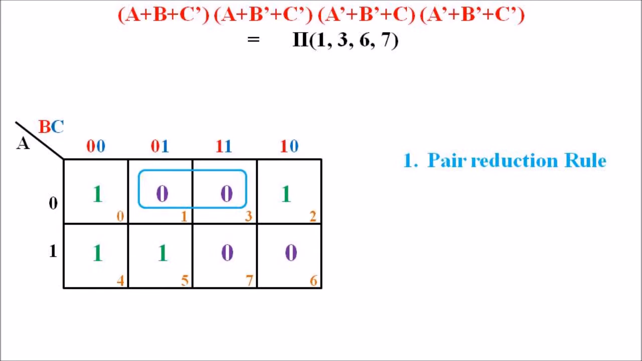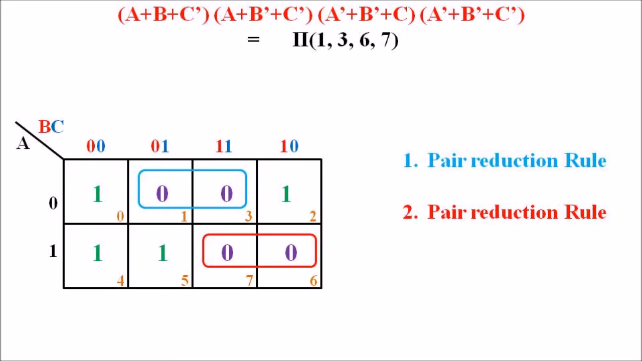So here we are applying the pair reduction for the cell 1 and 3, which is marked in the blue color representation. And secondly, we can see another pair, cell 6 and 7, which is represented in red color. Here we are avoiding the redundant pair. The redundant pair is cell 3 and cell 7, since these cells are covered in the first and second pair. So we have 2 different pairs.